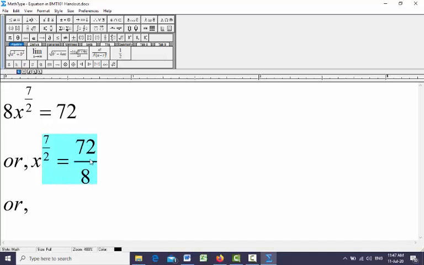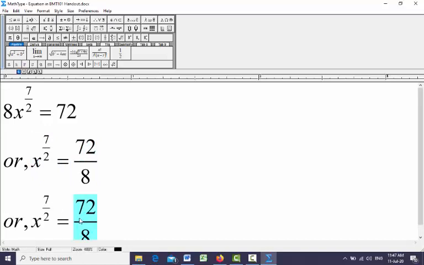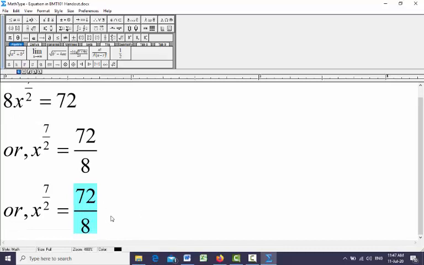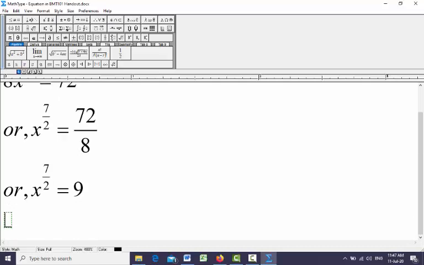Right, so what we will have here, if you apply the process of cancellation, you will get 9. Now as I said before, always remember, if you want to find the value of x, only x should be on the left hand side, and everything else you should bring to the right hand side.